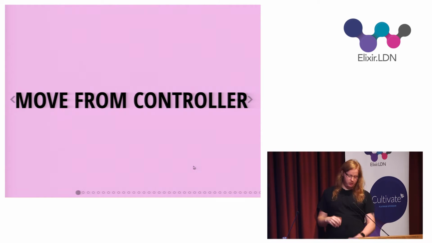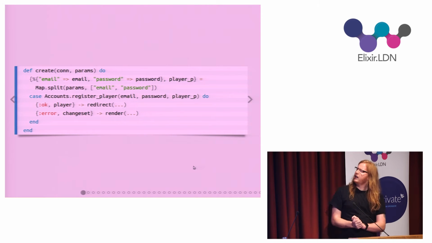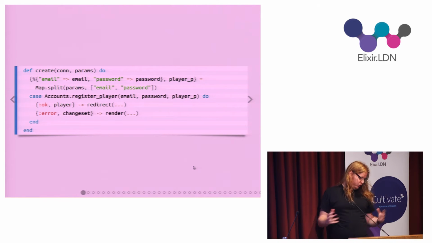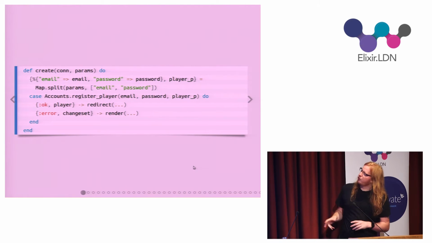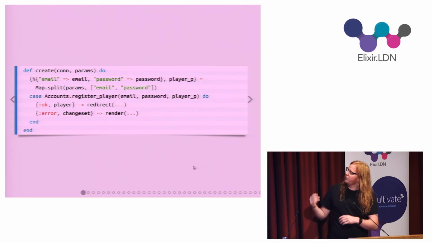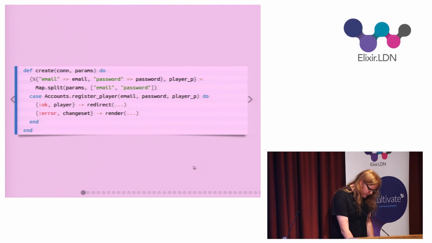If we move this from the controller, it will end up looking like this. There's a lot less in there. We're still splitting, but this time we're matching particular arguments out of the map, the email and the password. And we have this Accounts.register_player function, which takes the email, password, and the params. There's not a mention of Repo here at all.